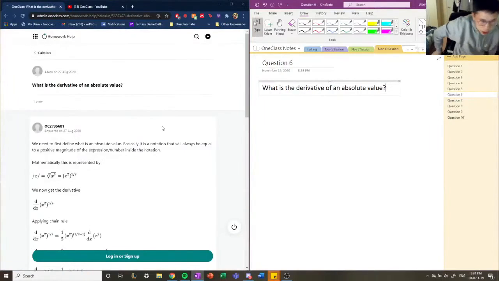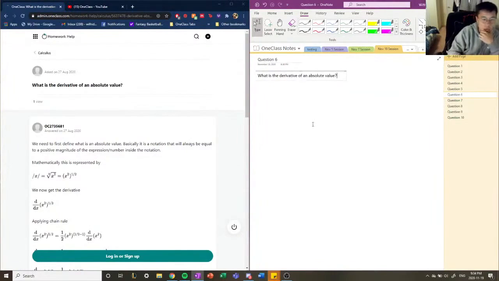All right, so the next question is, what is the derivative of an absolute value? So the absolute value is a function, and its convention is written out like this. It has two bars, and there's a variable on the inside. Regardless of whether x is positive or negative, it will always pop out a positive number. So that's what an absolute value is.